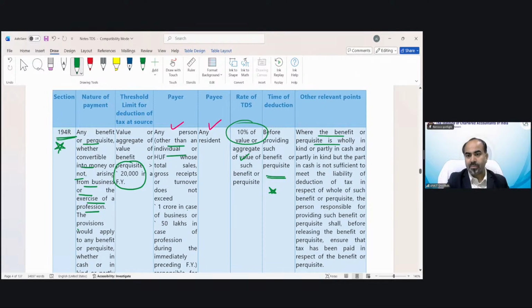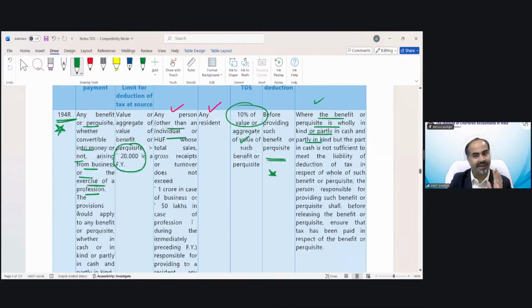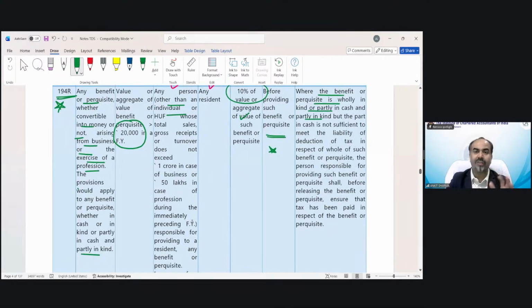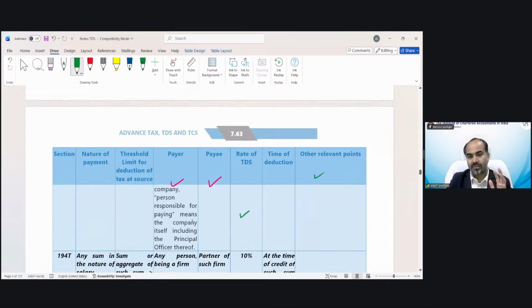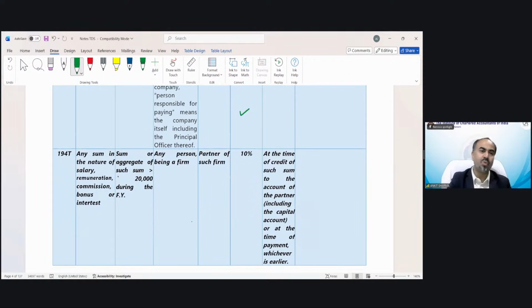Whether the benefit or perquisite is wholly in kind or partly in cash or partly in kind, same concept as per winning from lottery, etc. The payer needs to deposit to the government. Now, this is a new section which has been inserted from assessment year 26-27.